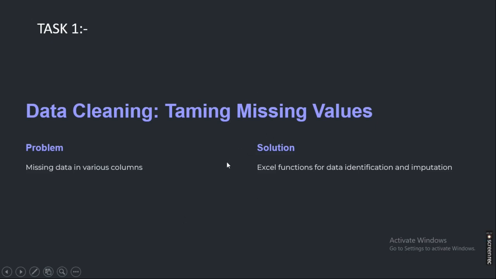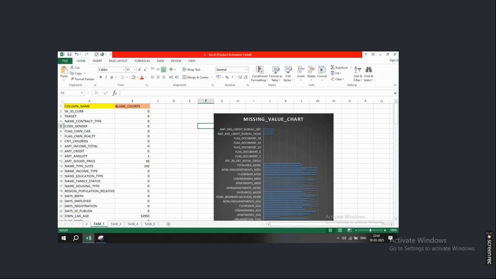Data cleaning, that is handling the missing values. In this I have used Excel functions like count blank, null and median, and percentage proportion, and also created a clustered bar chart to represent all the missing values for each column. As you can see, I have created the missing value chart, and all the column names are in the first column and all the blank counts are in the B column.